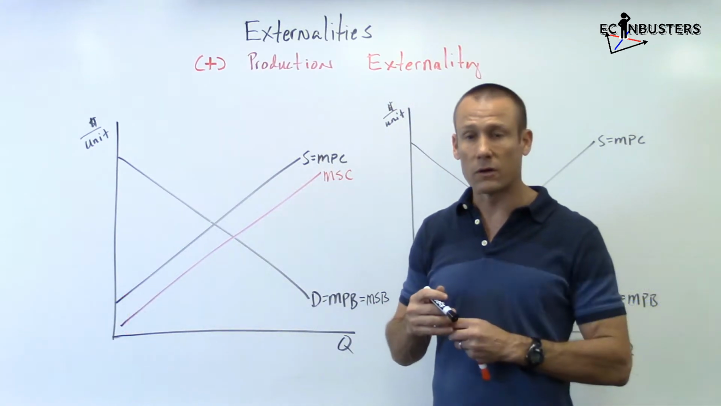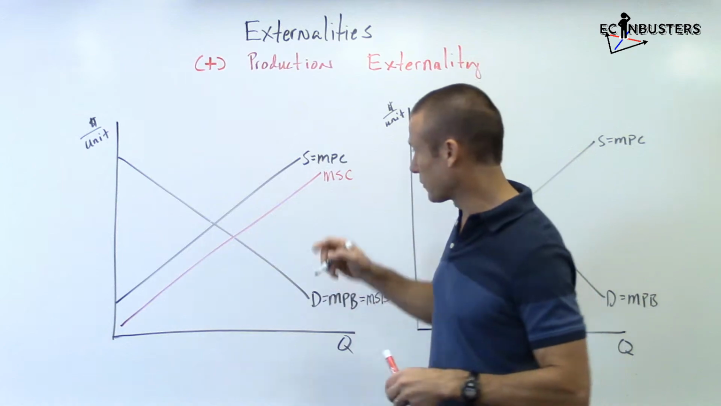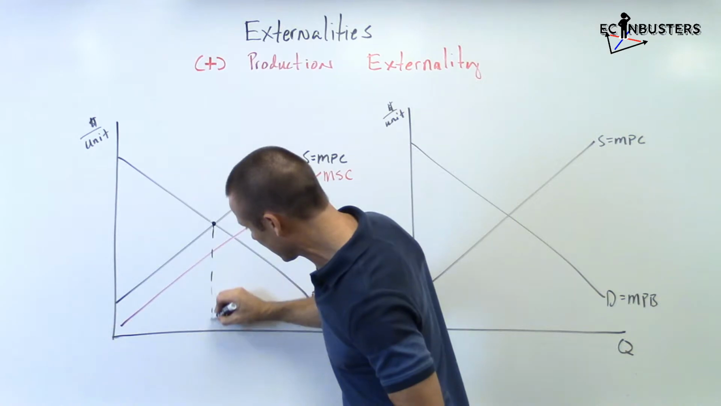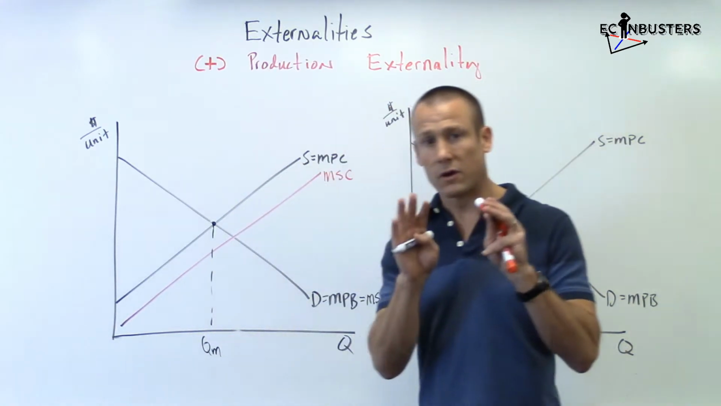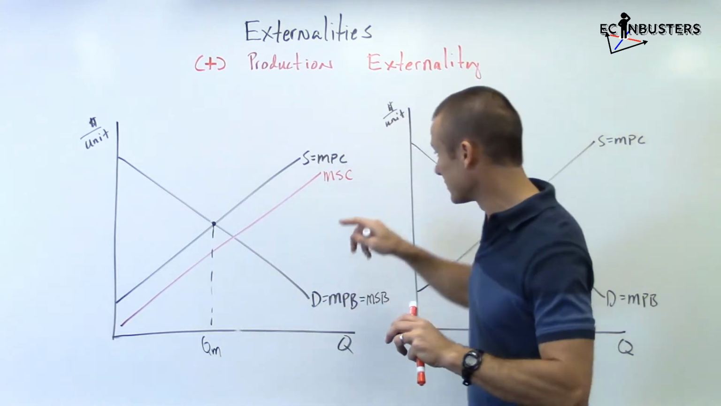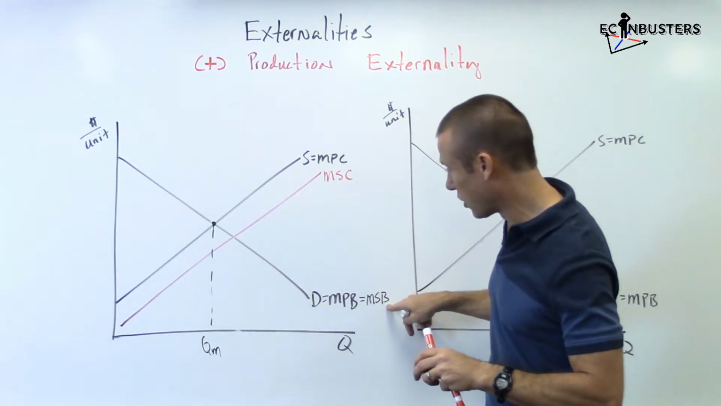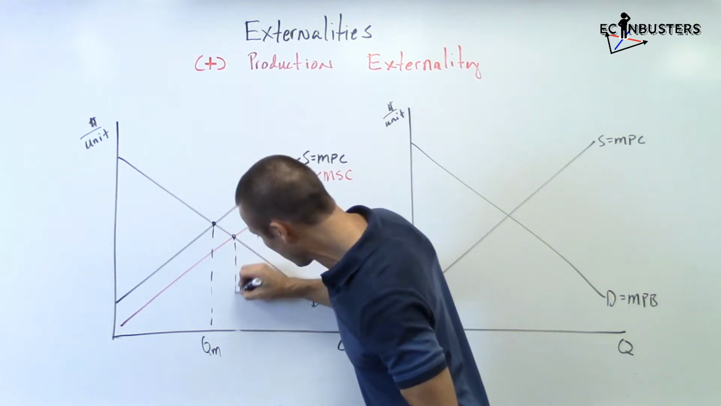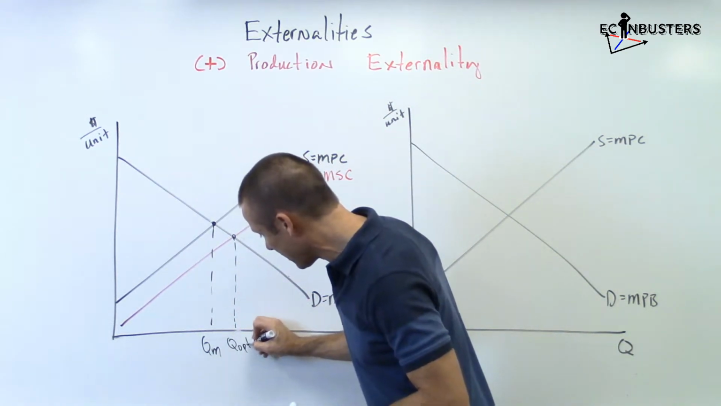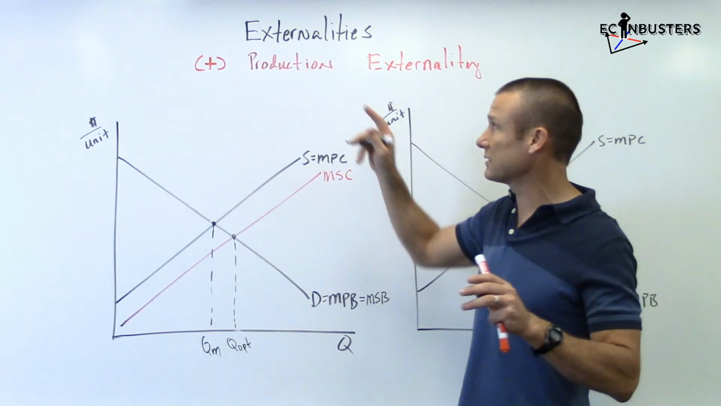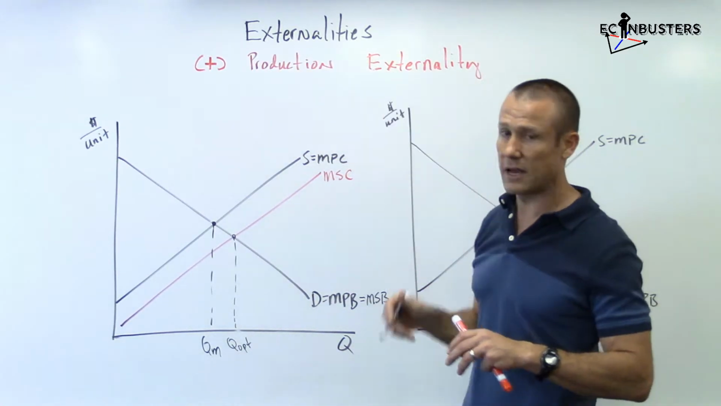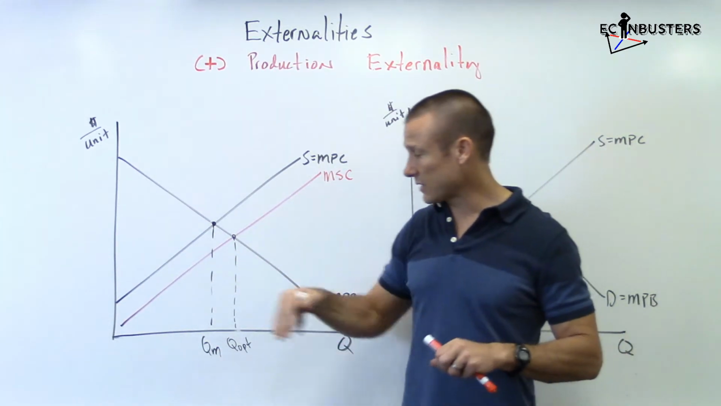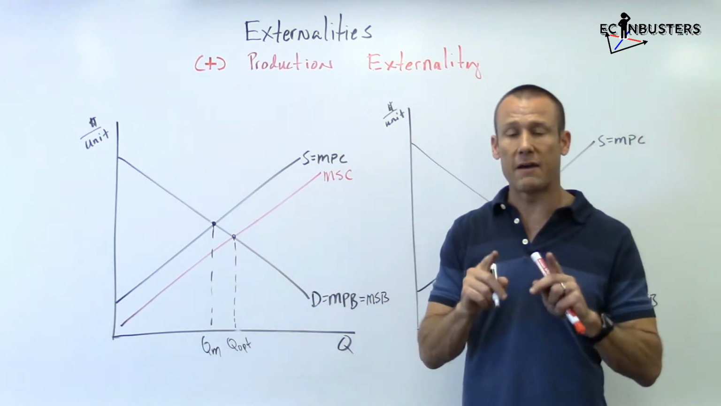And what's the market outcome that we get? Market participants left alone, making decisions on their private cost and private benefit. We go to that dot right there, we put QM. However, what we really want society to do is consider our total cost and our total benefit. If total cost and total benefit were considered, we would produce all the way out there, Q-opt. When we have positive externalities or positive production externalities, the market will under-allocate resources to the production of the good. We actually wish that more of this good would have been produced.